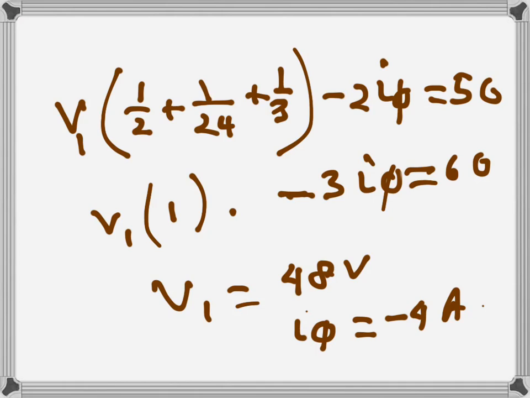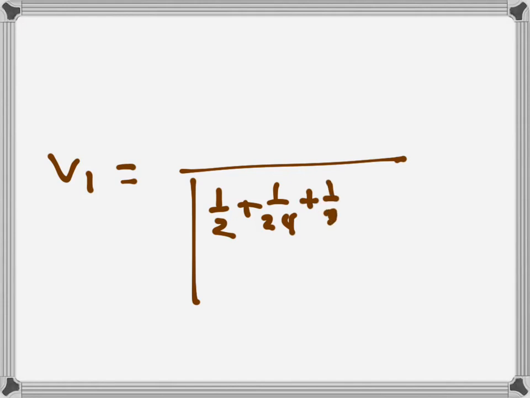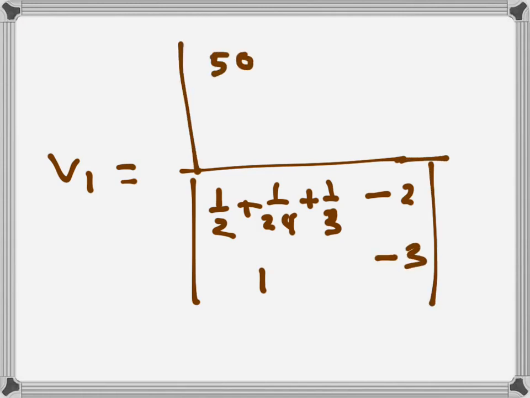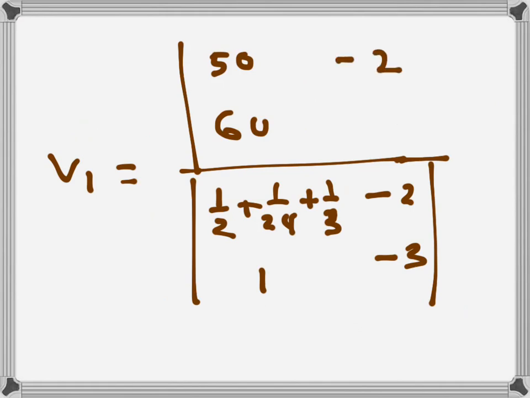So if we just apply the determinant method, what would the result be like? For V1, I will write half plus 1 over 24 plus 1/3, and this is minus 2, and then 1, this is minus 3, and on the right hand side this will be 50 and 60, sorry, not over, because that's the right hand side, and we want to find V1. So instead of V1's coefficients, I will write that, and then minus 2 minus 3 in the other column. So let's try doing that actually.